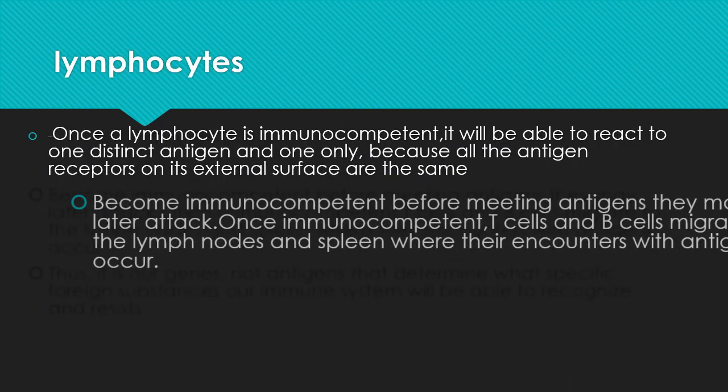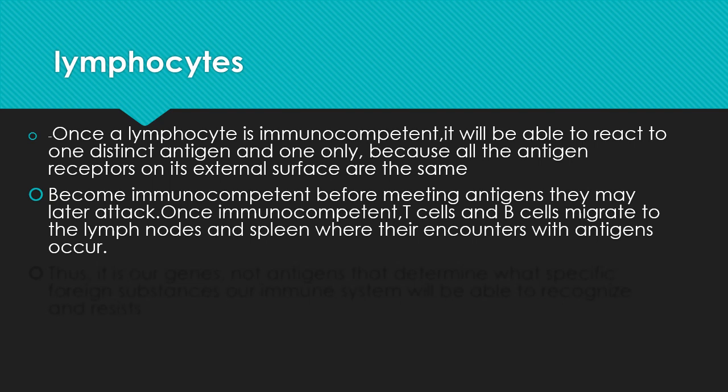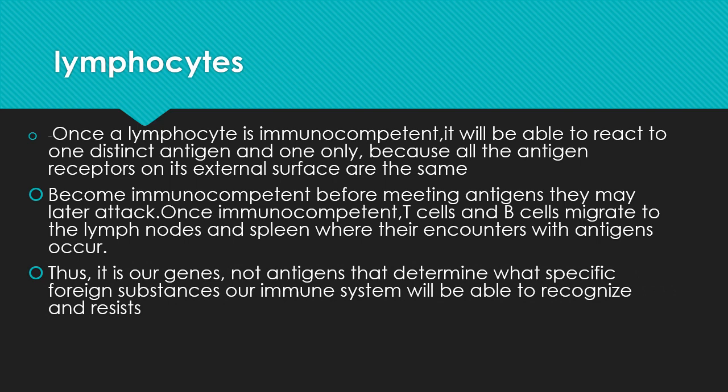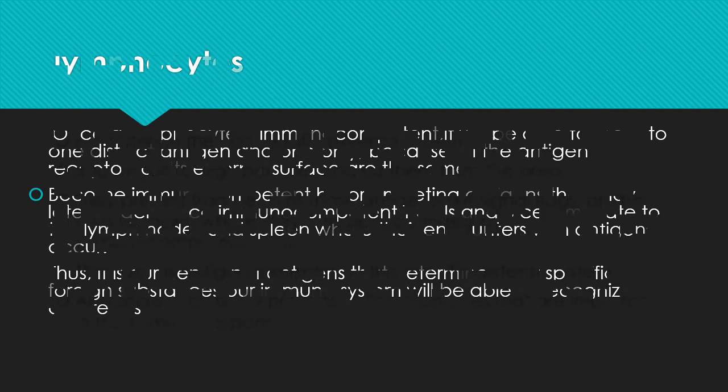Once a lymphocyte is immunocompetent, it will be able to react to one distinct antigen and one only, because all the antigen receptors on its external surface are the same. They become immunocompetent before meeting antigens they may later attack. Once immunocompetent, T cells and B cells migrate to the lymph nodes and spleen where their encounters with antigens occur. So thus it is our genes, not antigens, that determine what specific foreign substances our immune system will be able to recognize.